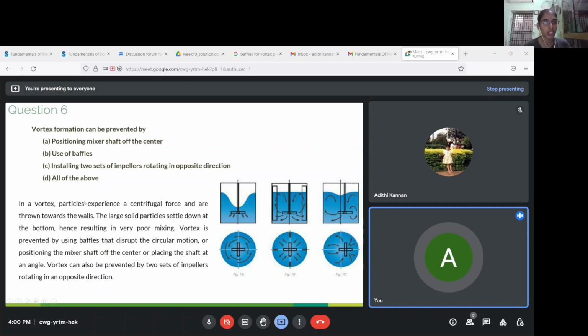So just to summarize, in a vortex, particles experience a centrifugal force and are thrown towards the walls. The large solid particles, as they hit the walls, settle down at the bottom, hence resulting in very poor mixing. So vortex is prevented by the use of baffles that disrupt the circular motion, or by positioning the mixer shaft off the center, or placing the shaft at an angle. Additionally, vortex can also be prevented by using two sets of impellers rotating in opposite directions, which will also disrupt the circular motion of the liquid. So the answer to this question is option D. All of these techniques can be used to prevent the vortex formation.